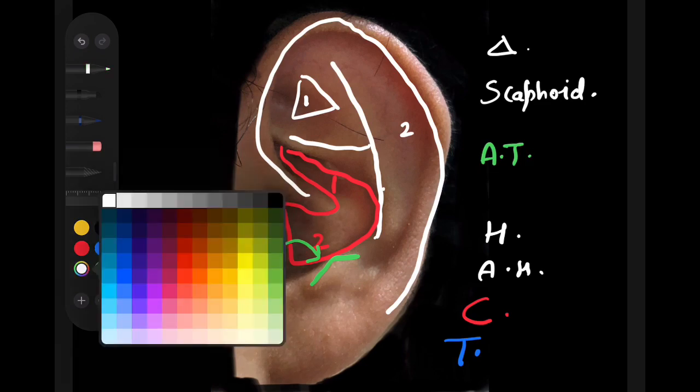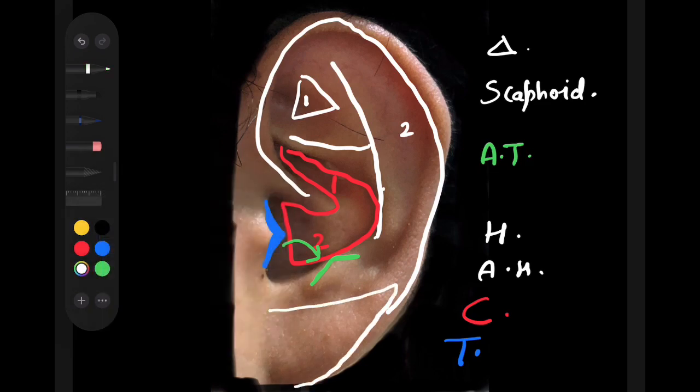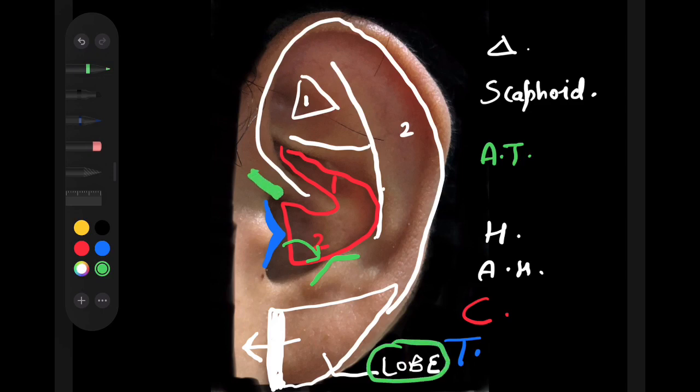Then parallel to it, in continuation with the antihelix, is the antitragus. Then the earlobe. Now the earlobe could be completely attached, completely free, or partially attached, and we should remember that this earlobe does not contain cartilage. It is completely made of adipose tissue.